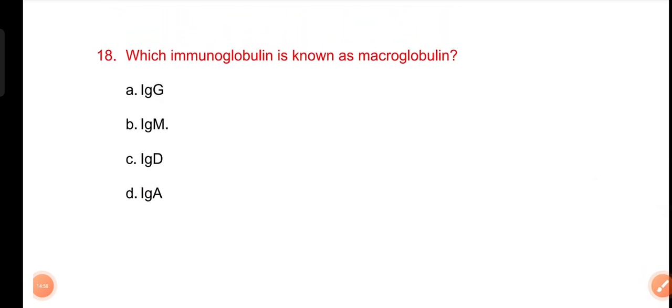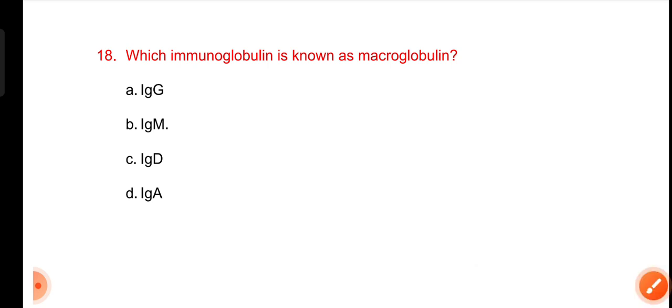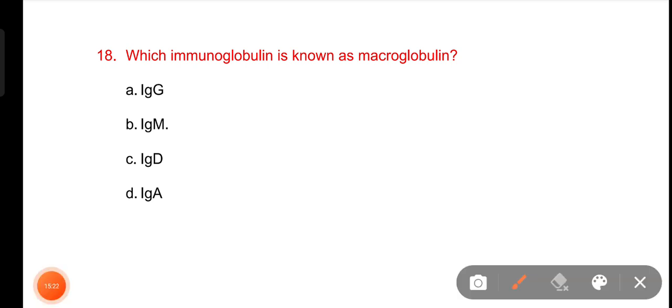The next question is: which immunoglobulin is known as macroglobulin? Macro means big, bigger in size. The options are: A, IgG; B, IgM; C, IgD; D, IgA. The right option is option B. IgM is the big immunoglobulin.